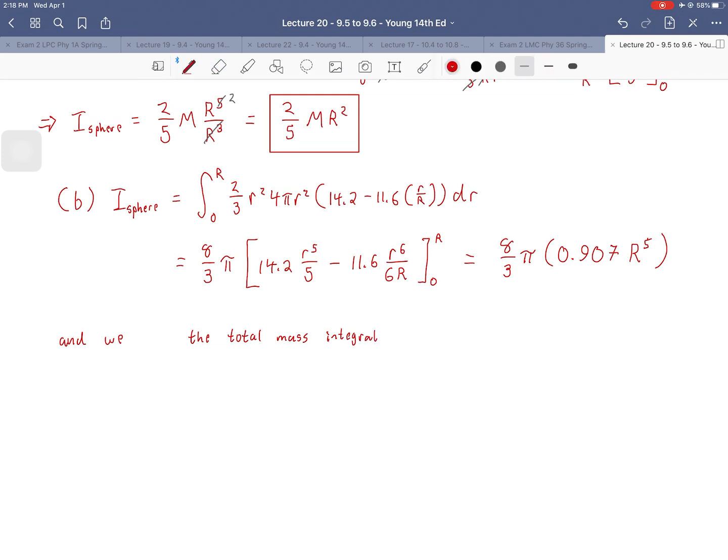And maybe I should say the word solve, right? Because we're not finding the integral. We're solving the integral in order to find a relationship between m and r. So we solve the total mass integral. So what is that going to look like?